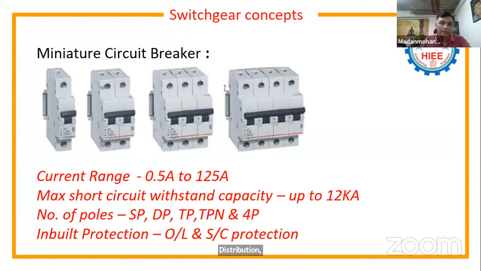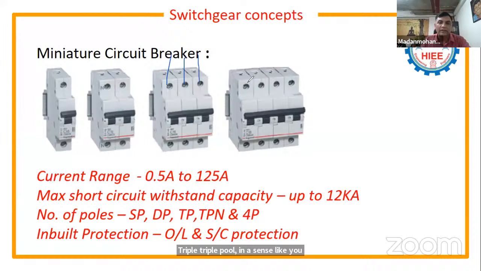DP is a double pole. The number of poles available for MCB is: SP stands for single pole, and DP double pole. This is a double pole. This is a single pole. Triple pole means RYB is connected like this.